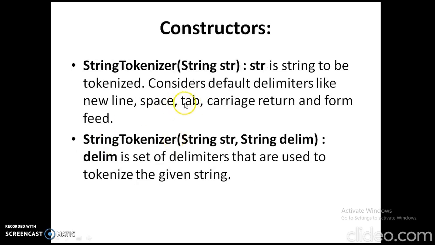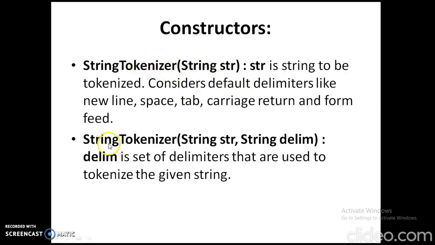There are two constructors which I'm going to speak about. The first constructor of the StringTokenizer class is StringTokenizer taking a single argument, String str. So what is this str? str is the string which is to be tokenized, and here the default delimiters will be considered: new line, space, tab, carriage return and form feed. These are the default delimiters which will be considered for this constructor.